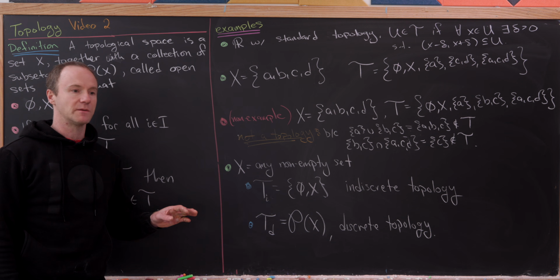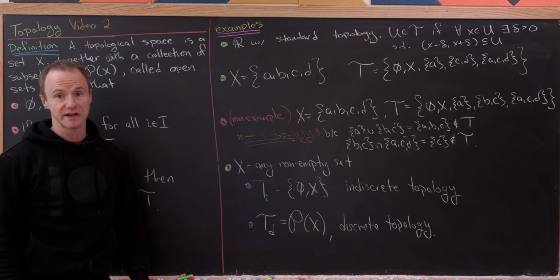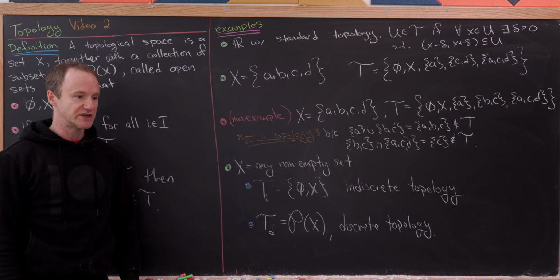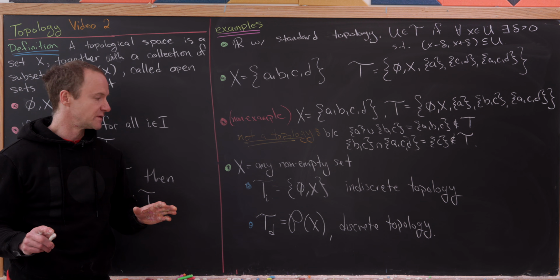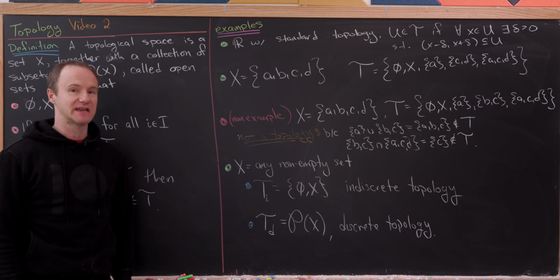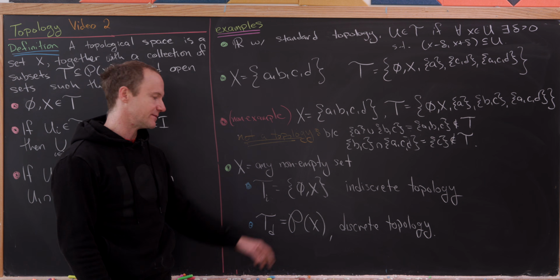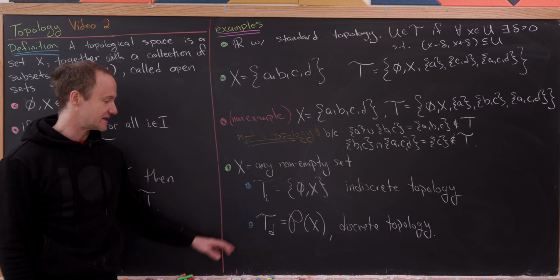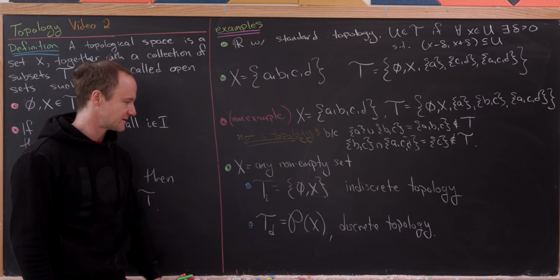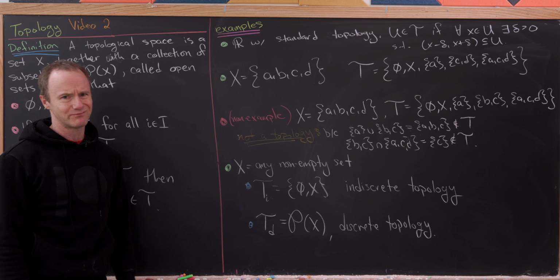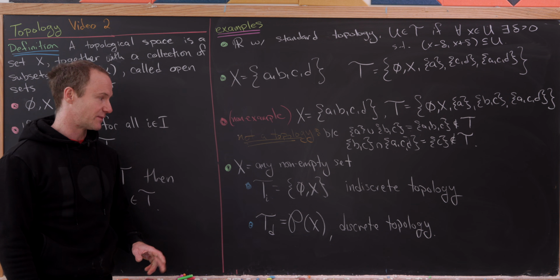Now let's compare that to something called the discrete topology, which is having as many open sets as possible. So in other words, every subset is an open set. We'll call that T sub D, and if every subset is an open set, T sub D is just the set of all subsets, or the power set of X. Now you can check pretty easily that these define a topology.